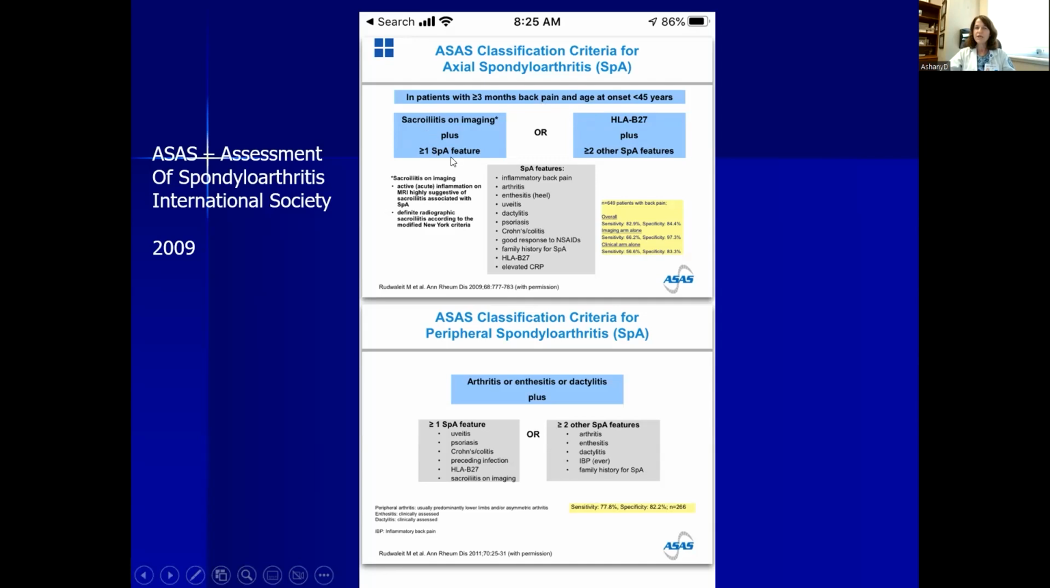So what is shown here is that in somebody with back pain lasting more than 3 months who is relatively young, we're going to get x-rays or other imaging, MRI, to see whether they have any findings of SPA. We're also going to get this HLA-B27 gene, and then we're going to consider other SPA features, other symptoms that somebody with SPA may have. And it's a combination of all of these factors that leads us to the diagnosis.